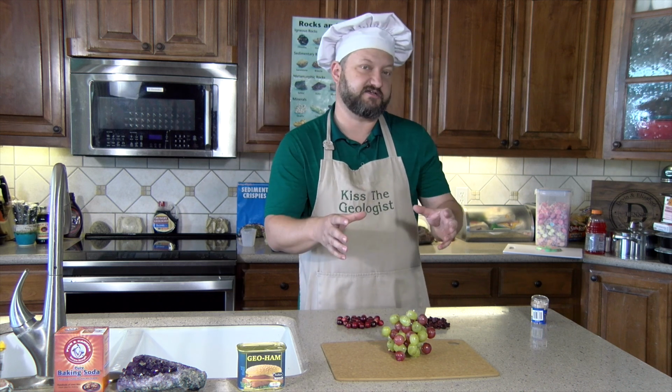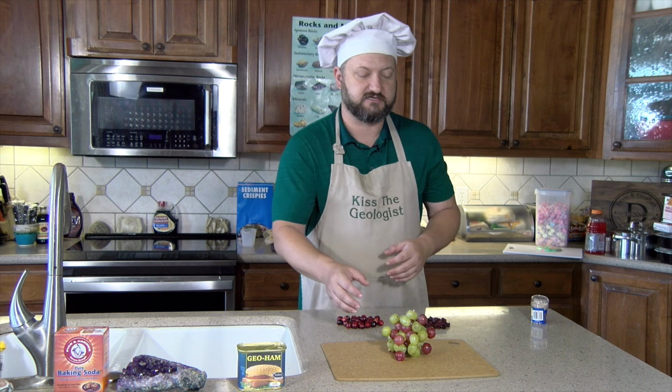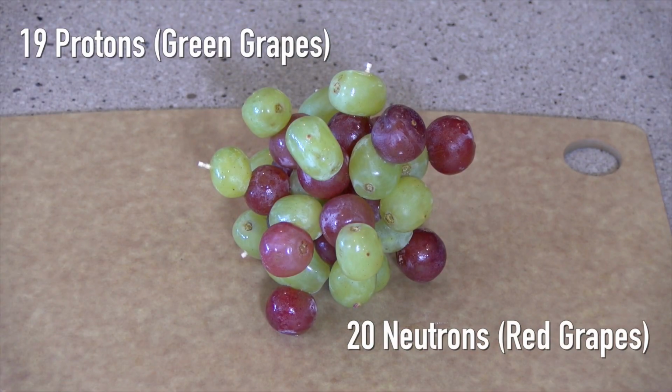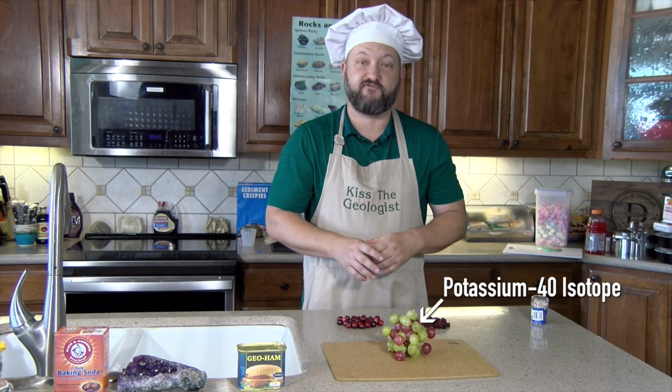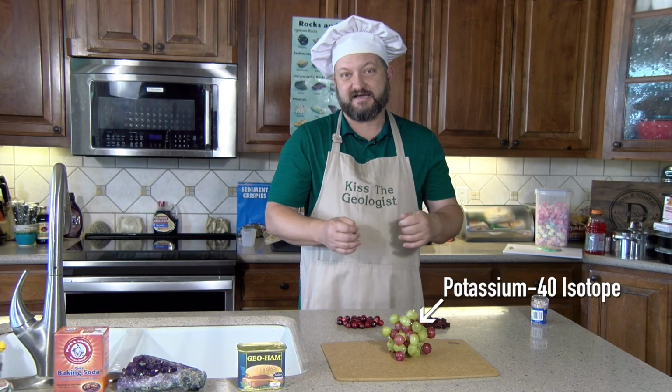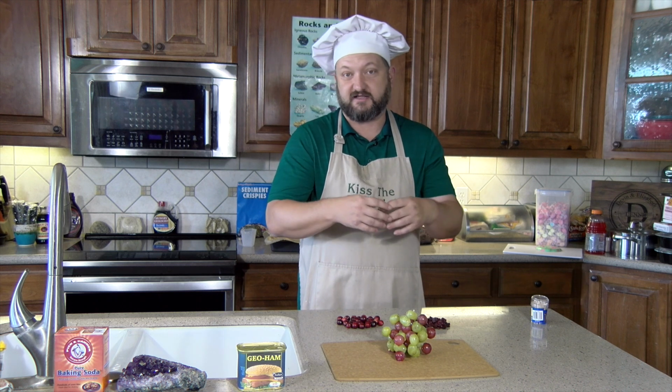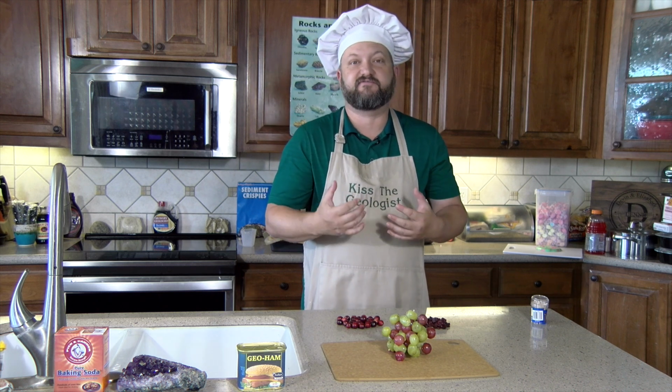Okay, so this is the nucleus of an atom minus the electrons. We have 19 protons and we have 20 neutrons in red. And those represent a potassium-40 isotope. Potassium-40 is slightly radioactive, but radioactive very slowly over a long period of time.